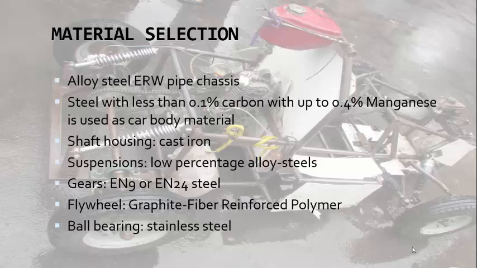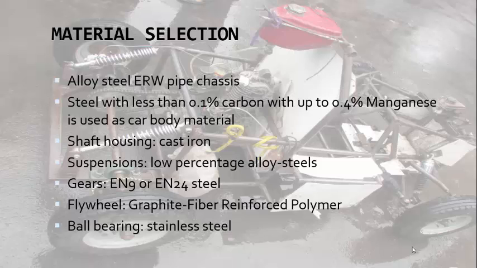Suspensions were made out of low percentage alloy steels. Suspensions are subjected to fatigue and high stresses, so alloy steel is just the perfect material for suspensions. The gears were made of EN9 or EN24 steel. The flywheel is generally made of cast iron, but the best practice material is graphite fiber reinforced polymer. And the ball bearings were made of stainless steel. Everybody uses stainless steel for making ball bearings.